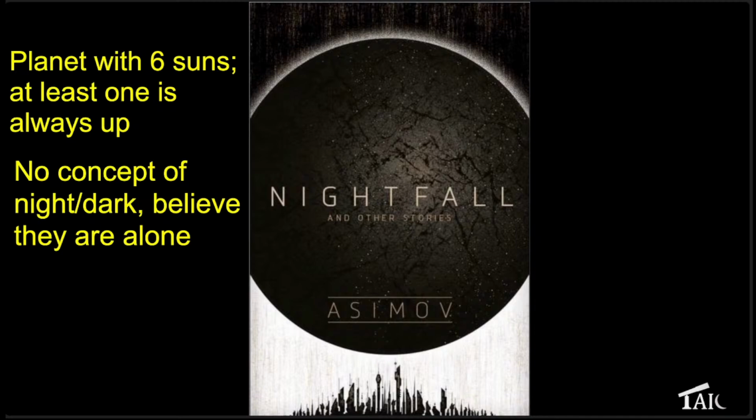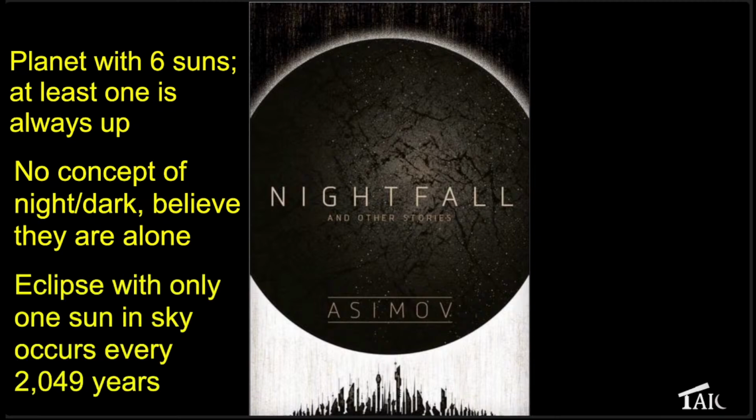And because their sky is always bright blue, lit up by at least one sun, they believe that they are alone in the universe. Now, they do have solar astronomers who are tracking the motions of these stars, and by tidal effects, they detect that there's a dark moon in the system. And they are predicting that it will produce an eclipse when there's only one sun in the sky, and that occurs every 2,049 years.